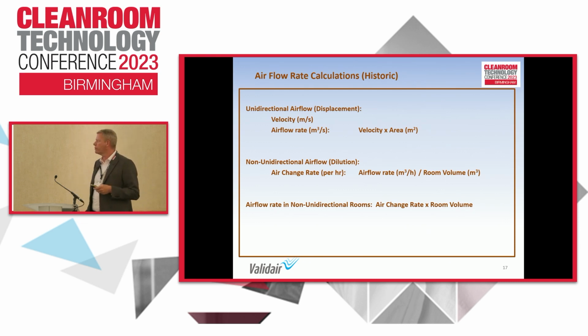Non-unidirectional airflow, people said, well, it's an air change rate, so we need to take the airflow rate divided by the room volume. That gives us the air change rate. So the airflow rate for a non-unidirectional flow room is the air change rate times the room volume. So everybody talked about air changes, and they still do.